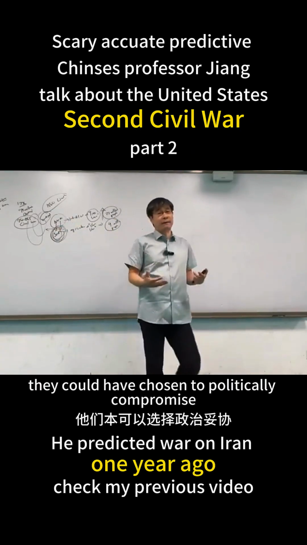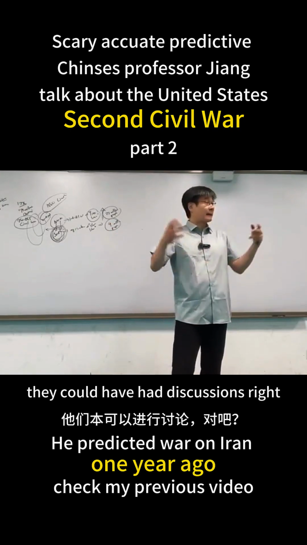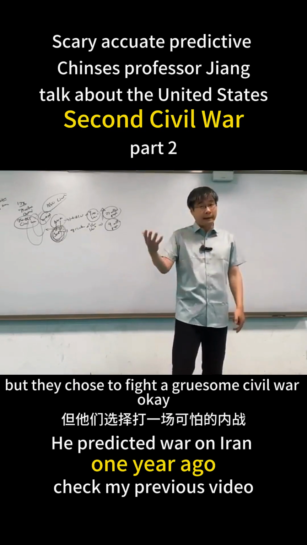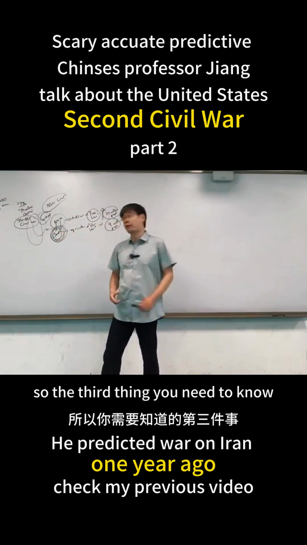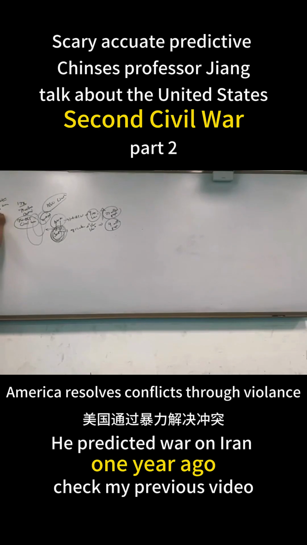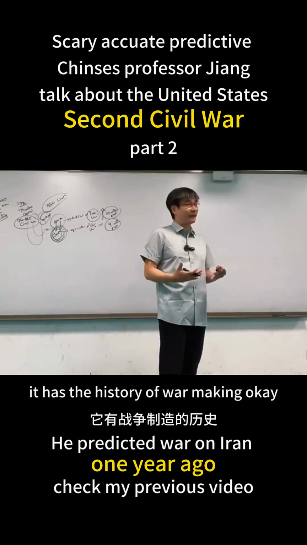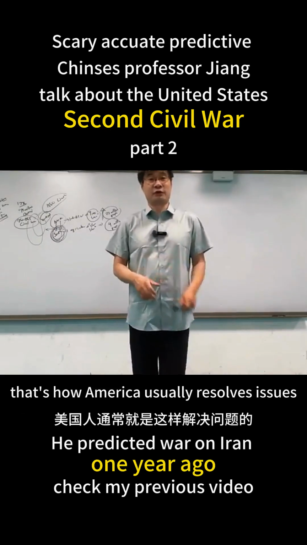They could have chosen to politically compromise. They could have had discussions, right? They could have even broke apart. But they chose to fight a gruesome civil war, okay? So the third thing you need to know about America is that America resolves conflicts through violence, okay? It doesn't really have a history of diplomacy. It has a history of war making, okay? That's how America usually resolves issues.